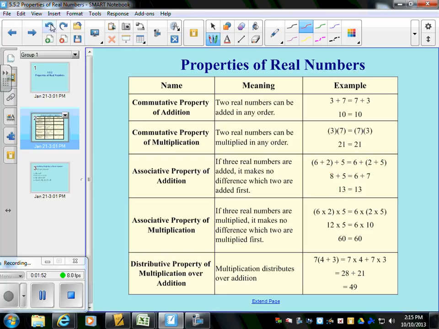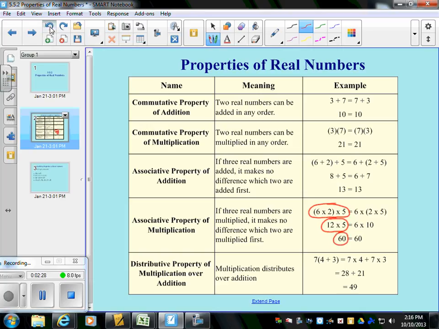Next, let's look at the associative property of multiplication. It says that if three real numbers are multiplied, it makes no difference which two are multiplied first. Let's look at the example. Very similar to the last example, except it's multiplication instead of addition. On the left side, we have 6 times 2 times 5. We're doing the 6 times 2 first because it's in parentheses. Therefore, we get 12 times 5. 12 times 5 is 60.